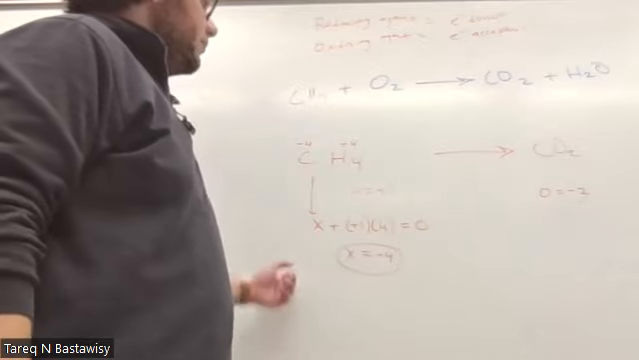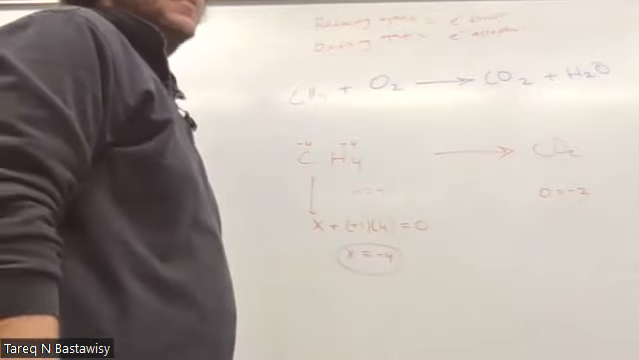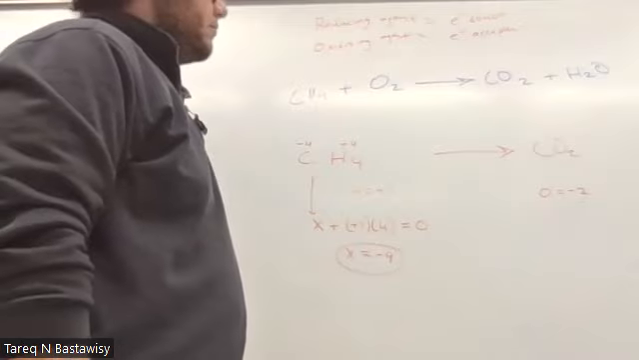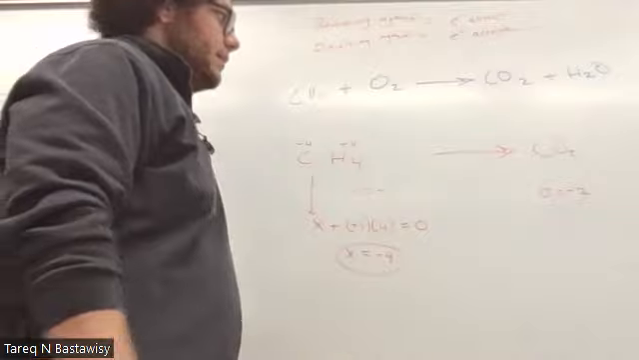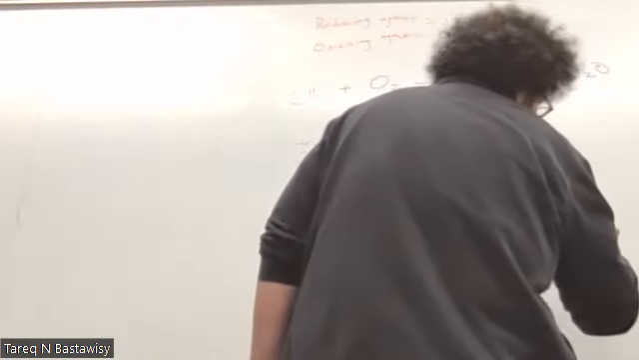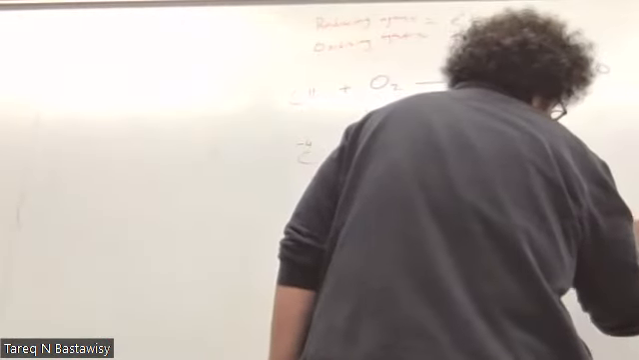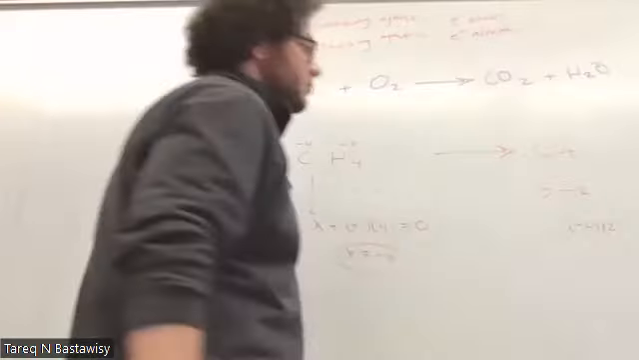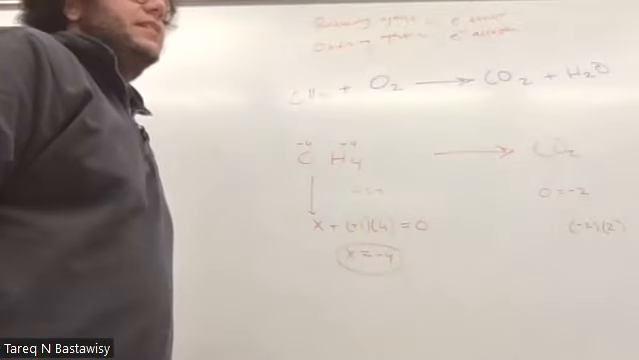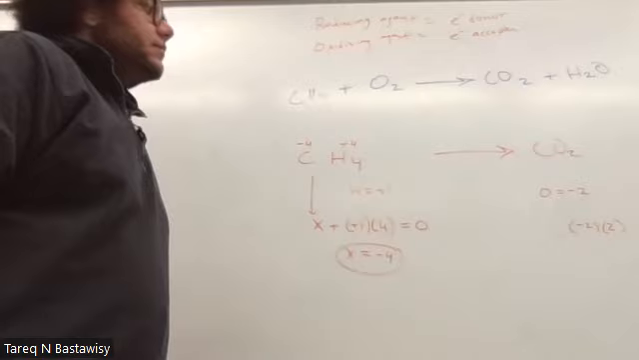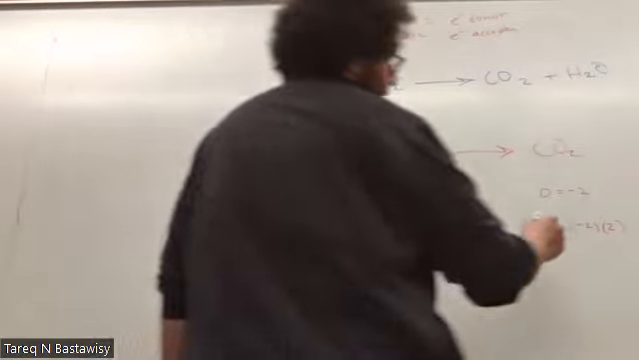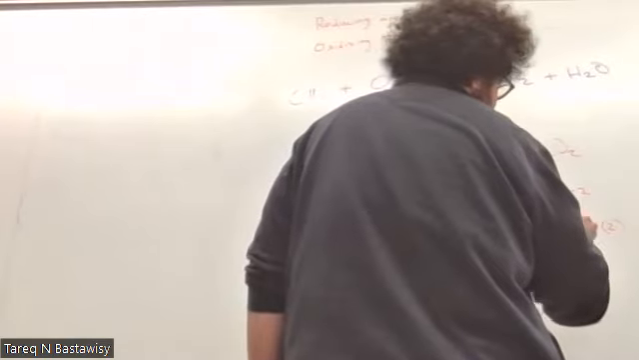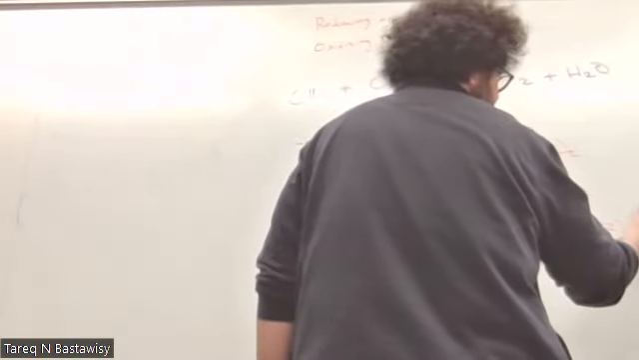What's the next step? How do you find the oxidation? You multiply -2 by 2 to get the total oxidation number on oxygen. -2 multiplied by 2 gives us the oxidation number of oxygen. And then X plus -2 times 2 should equal 0. Yes, X plus this should be equal to 0.